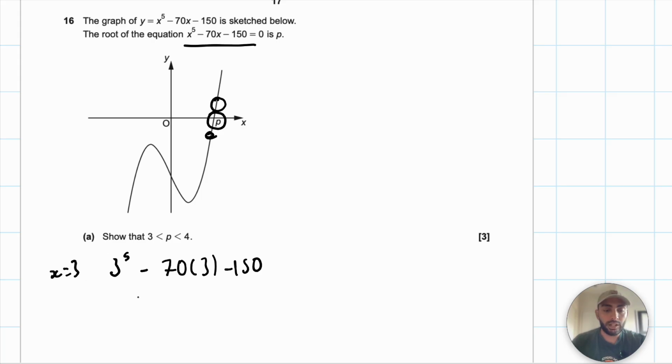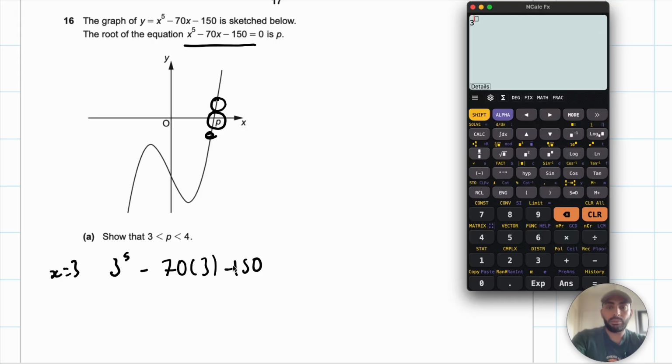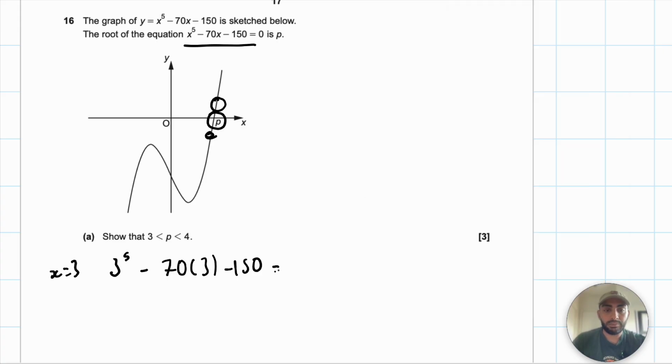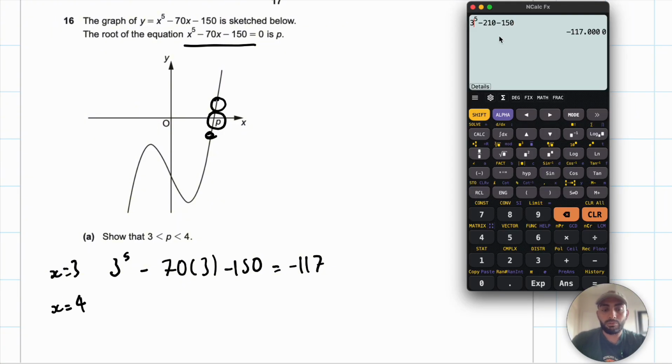So let's put this into the calculator and see what we get. 3 to the power of 5 minus, that'll be 210 minus 150 gives me negative 117. I'm going to swap this 3 with a 4, so x is equal to 4 this time. Now I've got 4 to the power of 5 minus, it'll be 280 minus 150 gives me 594.